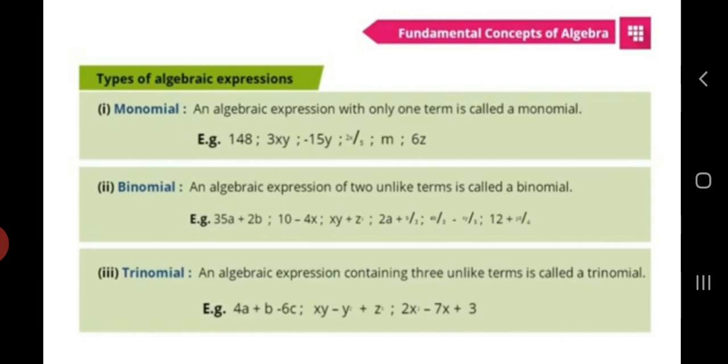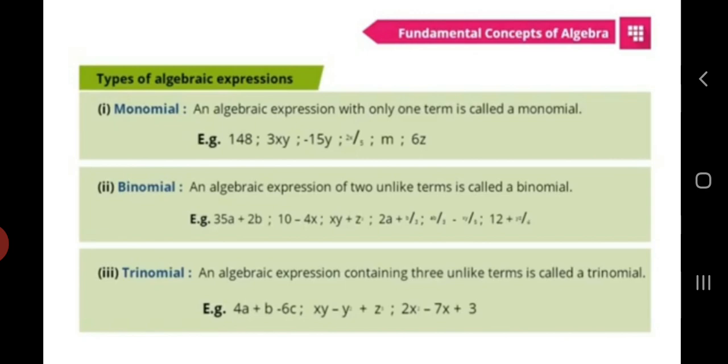Now coming to binomial. An algebraic expression of two unlike terms is called a binomial. For example, 35a plus 2b. Here we can see two algebraic expressions. First is 35a and second is 2b. So this is a binomial. Other binomials are 10 minus 4x, xy plus z, etc.